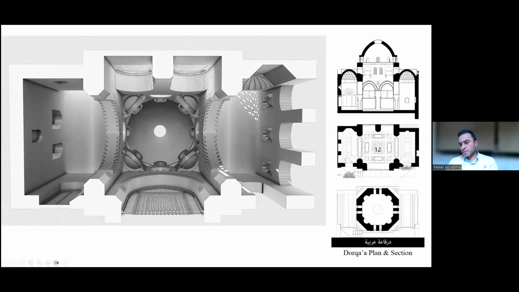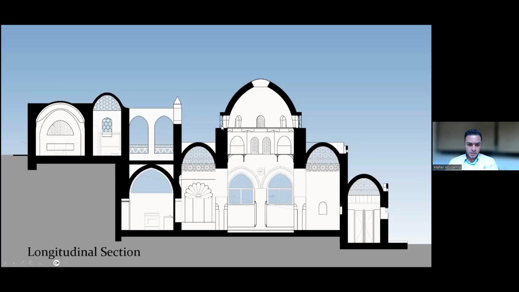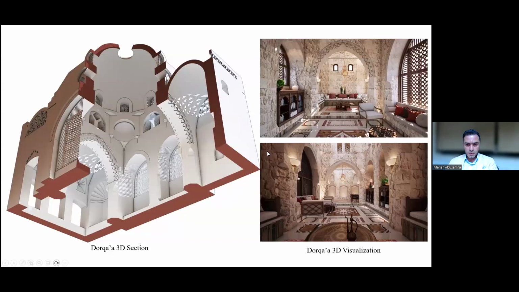Here we can see the main qa'a plan and section, top view at the drum, and isometric here or bottom view. Here is one of the longitudinal sections to see the qa'a and the relation with the other parts of the house. On the right, we can see the visualization and rendering before we started the project.